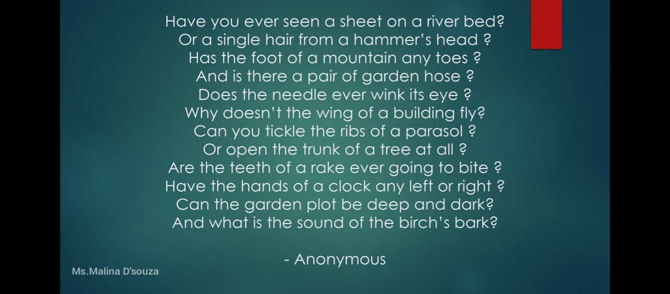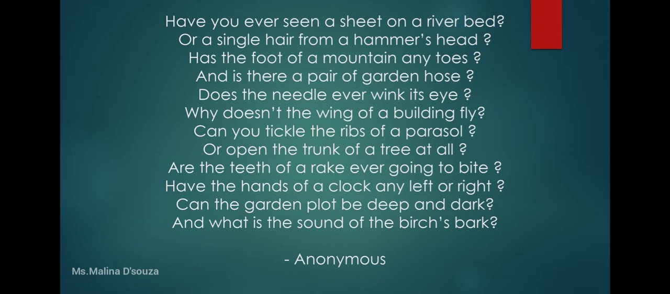Have you ever seen a sheet on a riverbed, or a single hair from a hammer's head? Has the foot of a mountain any toes? And is there a pair of garden hose? Does the needle ever wink its eye? Why doesn't the wing of a building fly? Can you tickle the ribs of a parasol, or open the trunk of a tree at all? Are the teeth of a rake ever going to bite? Have the hands of a clock any left or right? Can the garden plot be deep and dark? And what is the sound of the birch's bark?